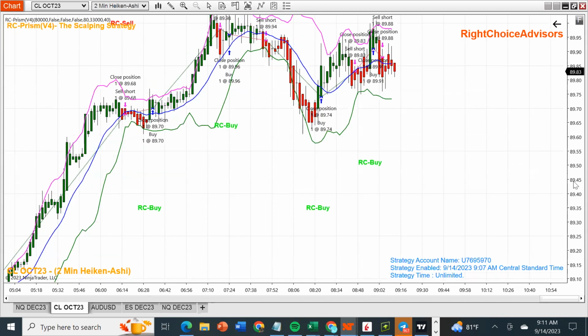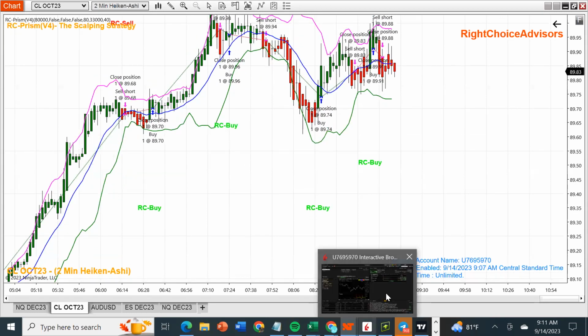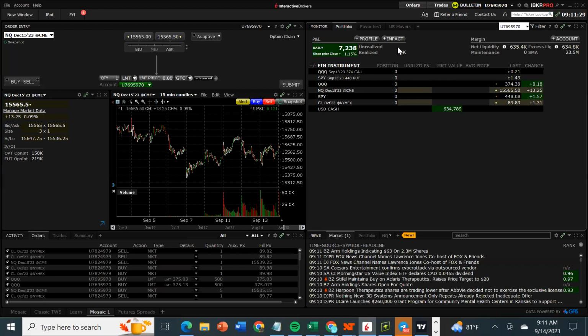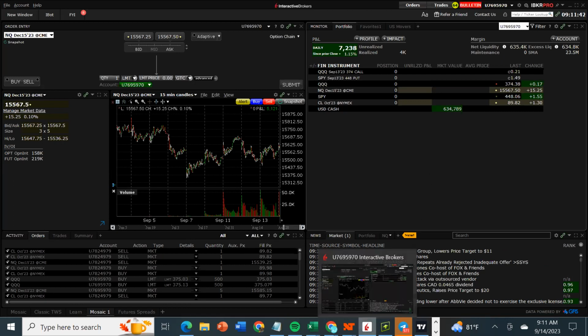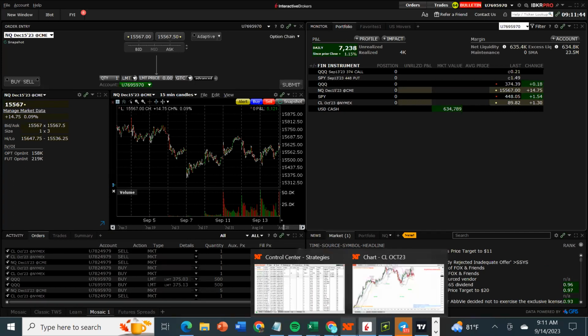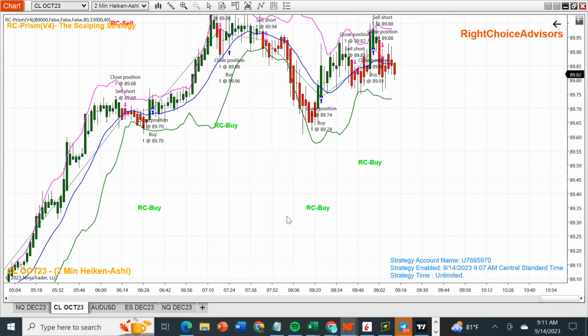Since morning, I did not make any trades manually. I made approximately $4,000 just this morning. I just connected to NQ and CL, and it made $4,000 since morning. Now let's see. The algo is waiting for either a buy or sell signal.